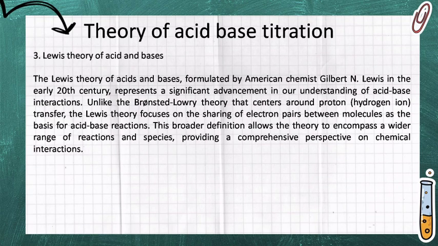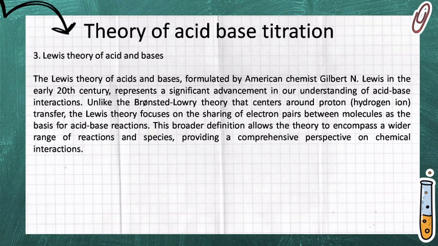Third theory is the Lewis theory of acids and bases. The Lewis theory of acids and bases, formulated by American chemist Gilbert N. Lewis in the early 20th century, represents a significant advancement in our understanding of acid-base interactions. Unlike the Bronsted-Lowry theory that centers around proton, hydrogen ion, transfer, the Lewis theory focuses on the sharing of electron pairs between molecules as the basis for acid-base reactions.